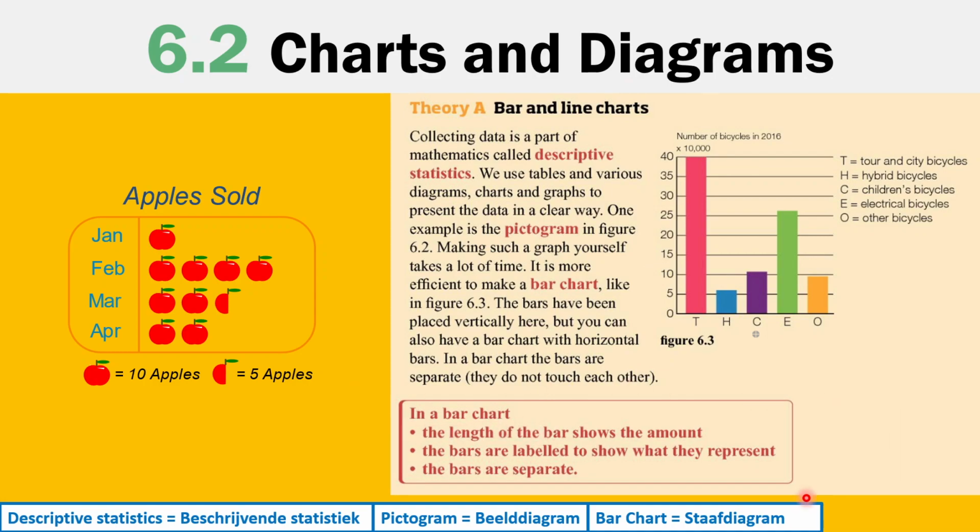In general, in a bar chart, the length of the bar shows the amounts. The bars are labeled to show what they represent, right? So here are the labels. The bars are separate. That is quite important, actually, because in the near future we'll see something that looks a lot like this, but then the bars are connected, and that's actually a different kind of diagram or chart. Okay?